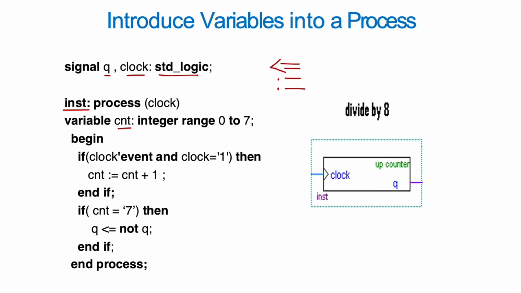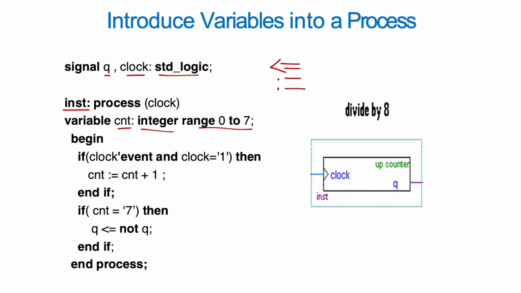So for a signal, it will update itself at the end of a loop. But for a variable, it updates itself instantaneously. So we're saying that the count variable is an integer variable, and it's ranging from 0 to 7, similar to the way that variables work in other high-level languages.